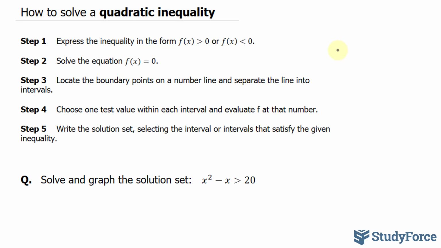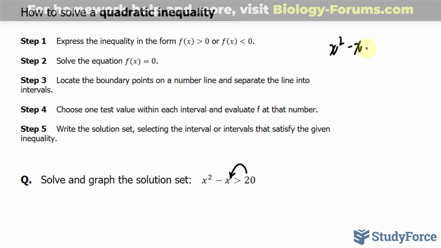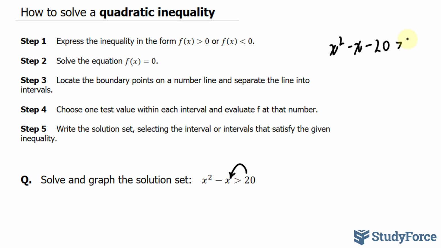The first thing that you want to do, according to step number 1, is express your function where you have f of x is greater than 0 or f of x is less than 0. So if we take this 20, which is positive, over to the other side, we'll end up with x to the power of 2 minus x minus 20, all of the left side is greater than 0, and step number 1 is accomplished.